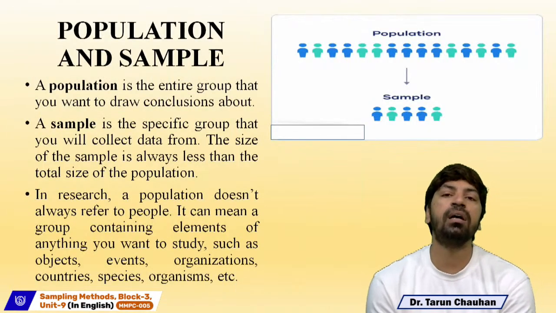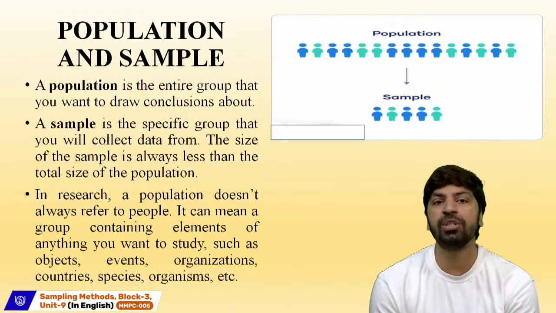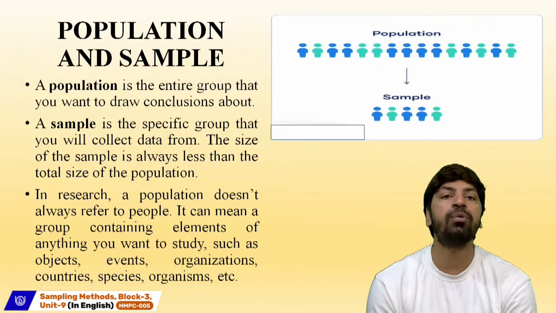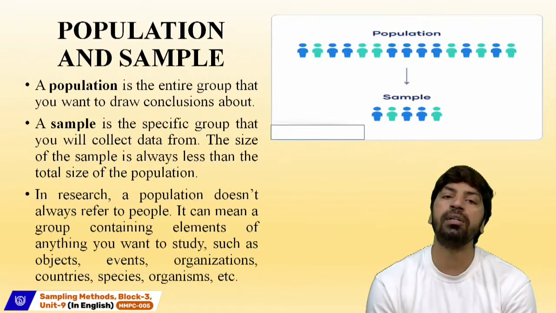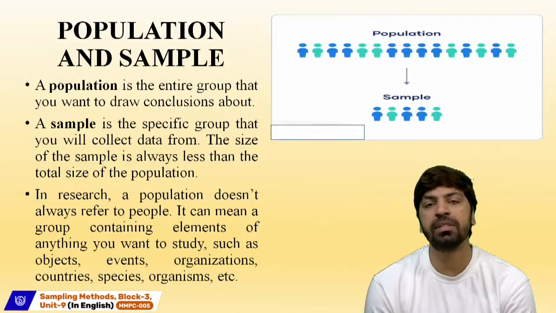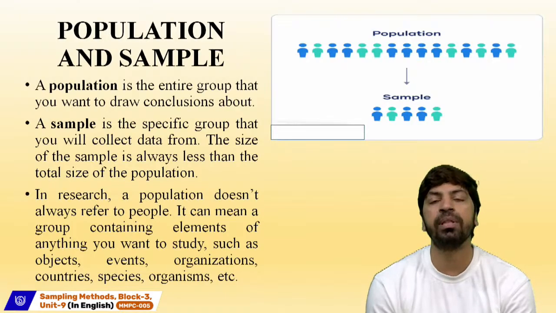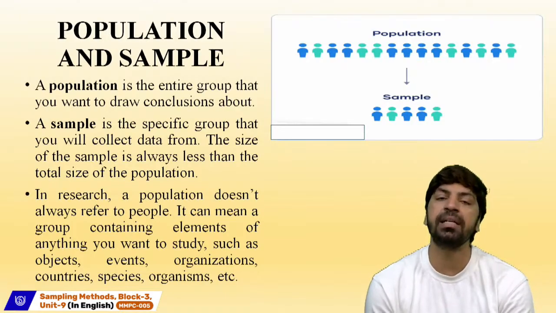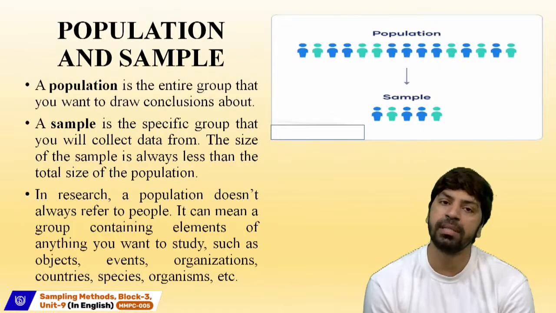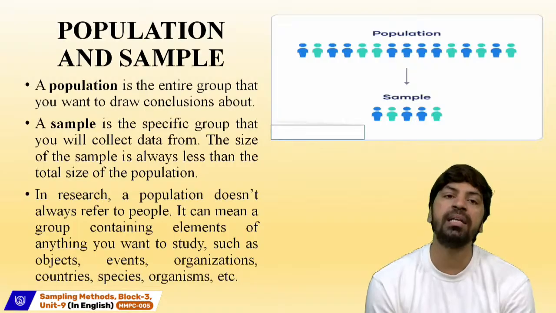So let's begin with the concepts of sampling techniques or methods. The first one is population and sample. Population refers to an entire group that a particular researcher wants to draw conclusions about, about the study or about any situation or circumstance. But a sample is a specific group that a particular researcher will collect the data from, a selected or specific group, and that is called a sample. The size of the sample is always less than the total size of the population.